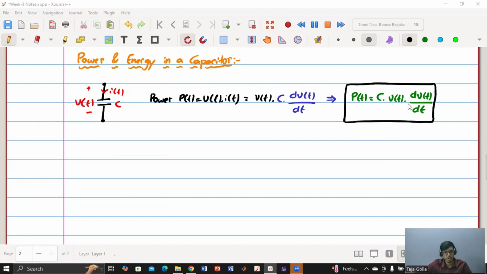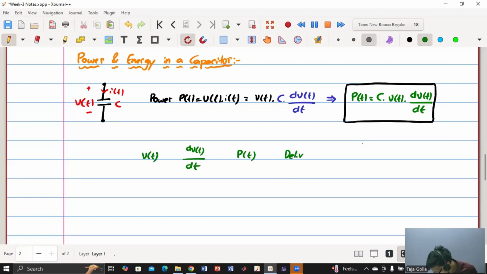So V of t can be positive, V of t can be negative, and the derivative of V of t can be positive or negative. So how many such combinations will we get? We'll get four combinations. Let me write that down quickly. We'll have V of t, dV of t by dt, and then P of t, and then whether it is delivering or absorbing power.